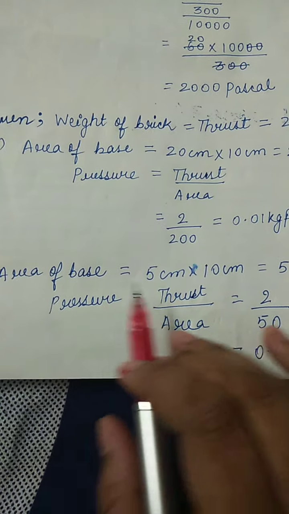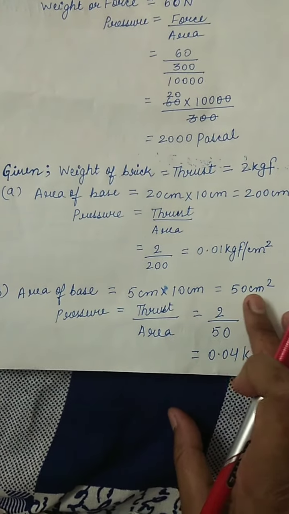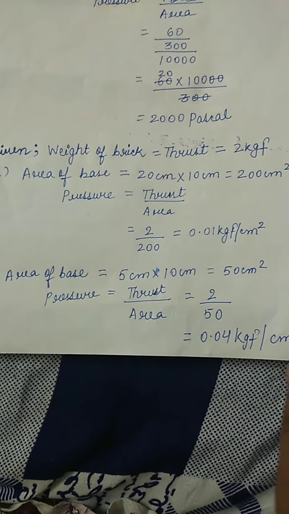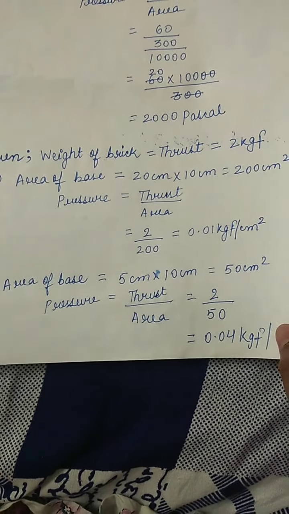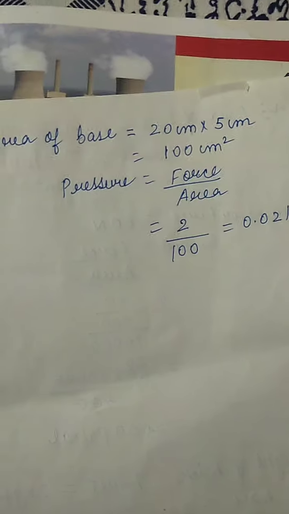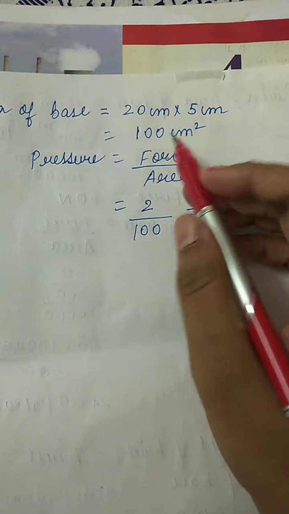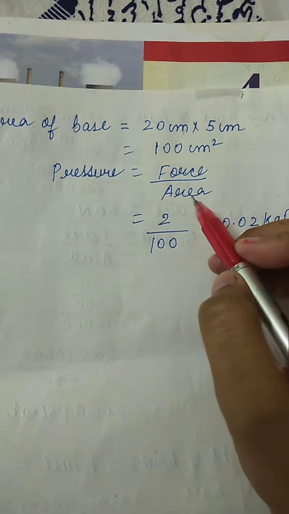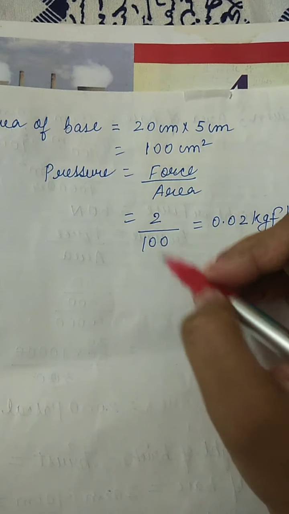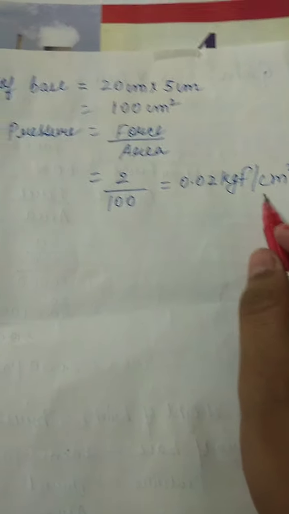For the next position, the slab is 5 into 10, so from here we can find the area, which is 50, and then pressure: we'll put the values and get 0.04 kgf per centimeter square. Then again, for the third position, it is 20 into 5. Pressure is force per unit area, which is 2, and area is 100, so it is 0.02 kgf per centimeter square.